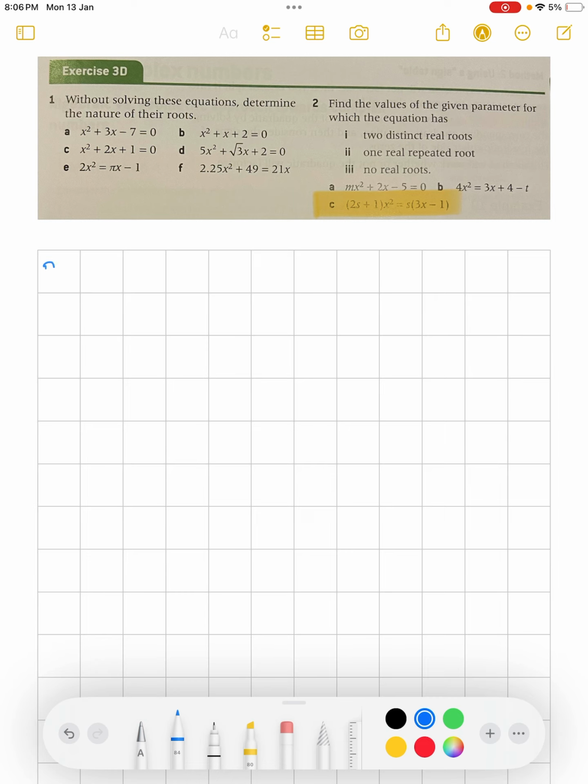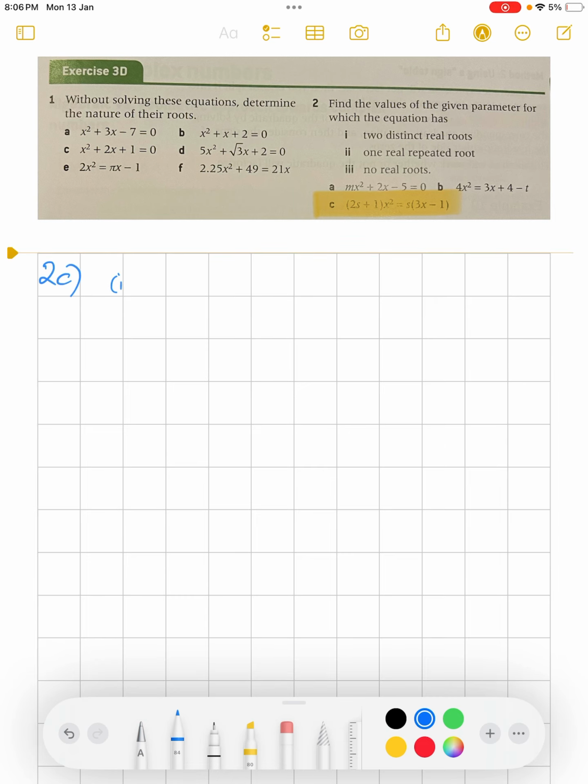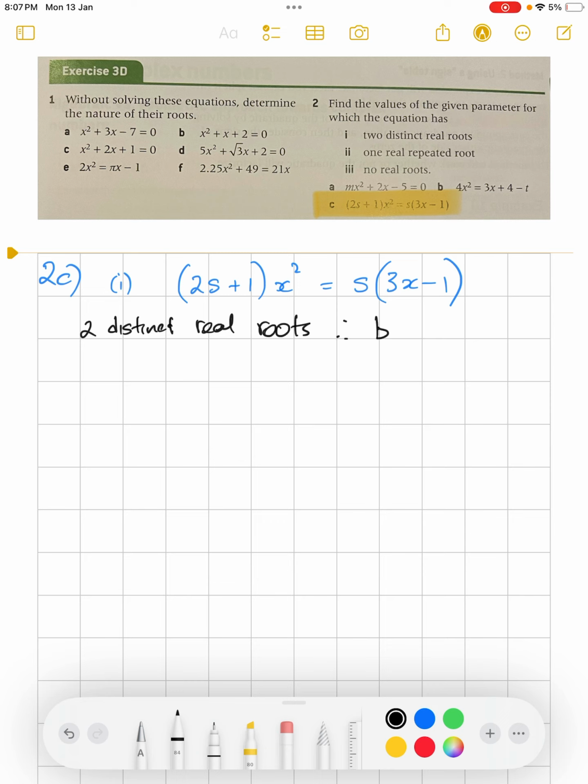I'm going to be looking at part C, and it's broken up into 3 parts, but part 1 will take most of the working. Find the values of the given parameter s for which the equation (2s + 1)x squared equals s3x minus 1 has 2 distinct real roots. Now, 2 distinct real roots is saying, therefore, the discriminant has to be a positive value.